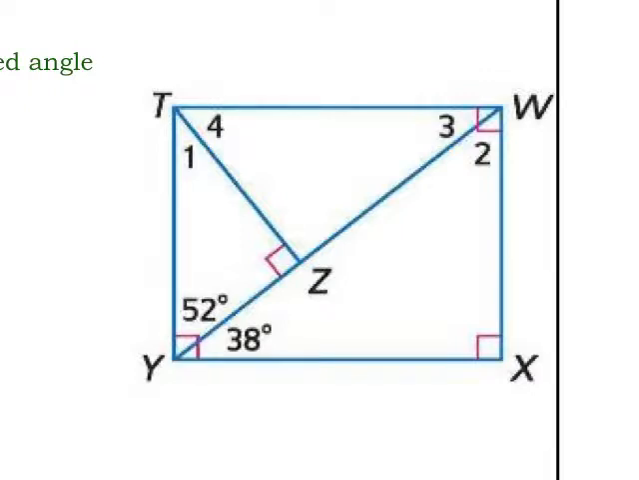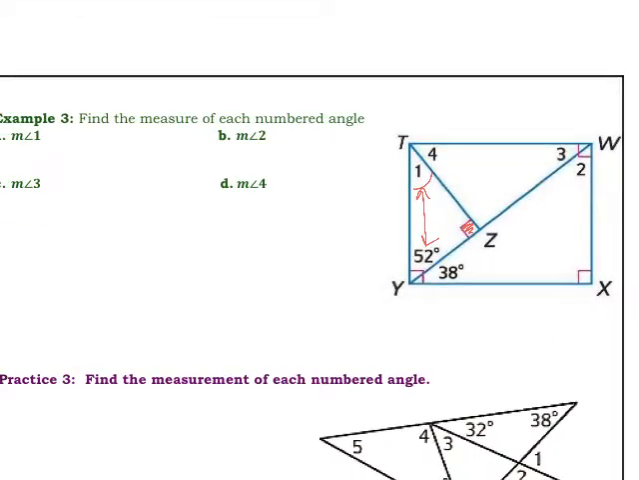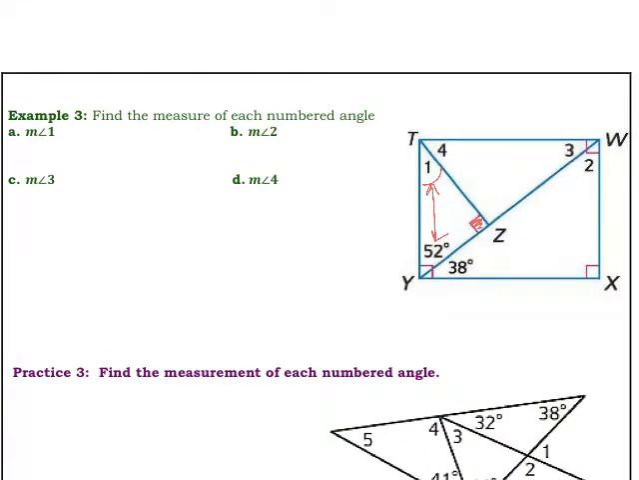Now, the way we can figure out angle 1, what would be an easy way to figure out number 1? 90 minus 52. Because this angle's already 90. If that 90 is already given, we can just do 90 minus 52. So for angle 1, 90 minus 52 gives us 38? All right, your friend agrees, it's 38 degrees. What other one can we find?